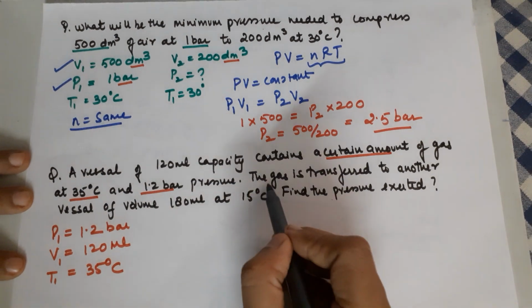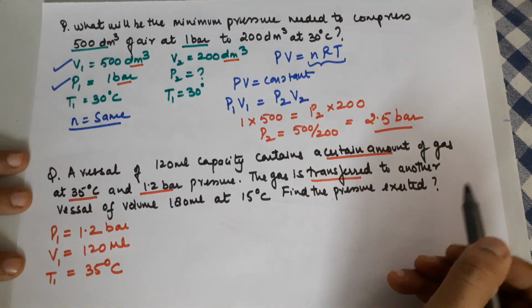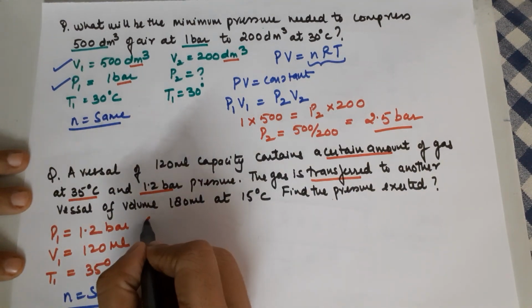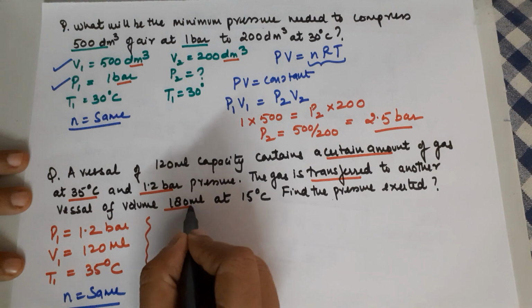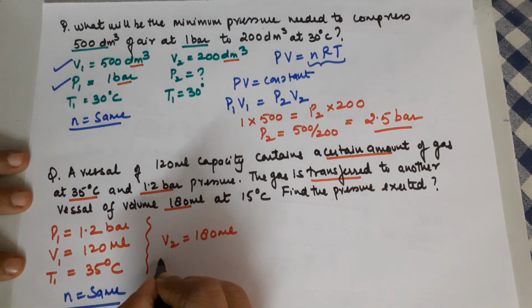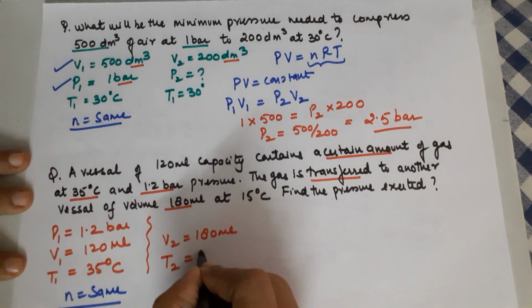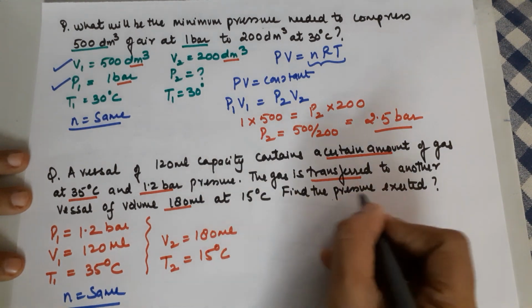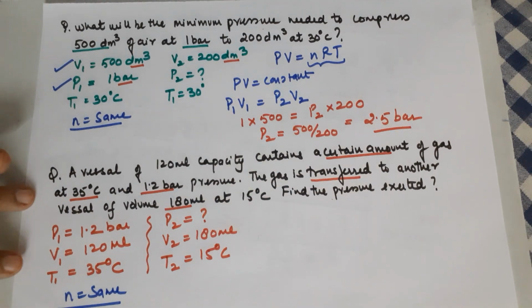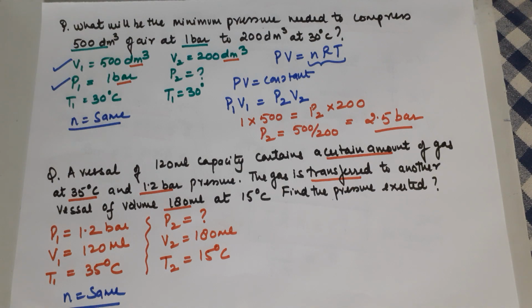Fine. The same amount of gas is transferred, which means the number of moles remains the same. You are not changing the amount. When you transfer it to another vessel, the volume is changed. So your V2 is 180 ml. Your volume is changed and your temperature is also changed to 15 degrees C. And you have to find the final pressure of the gas when you have transferred it, which means pressure, volume and temperature are changing. Number of moles and your universal gas constant, as you know, is constant.